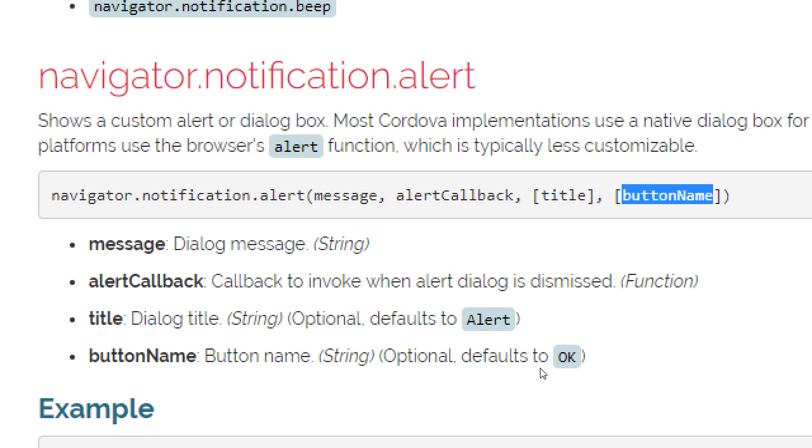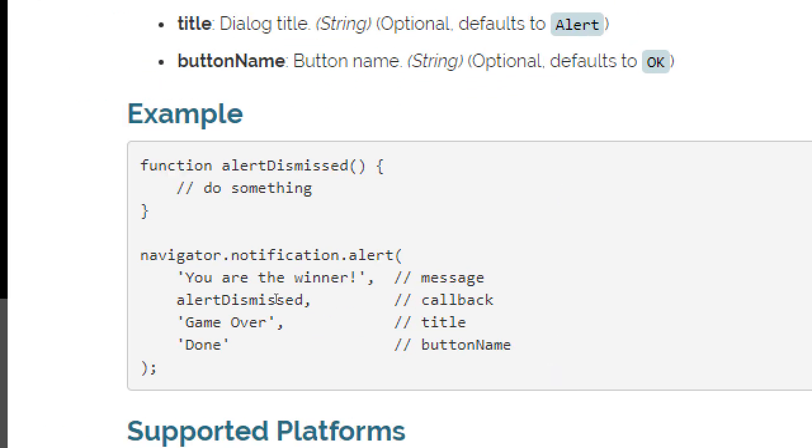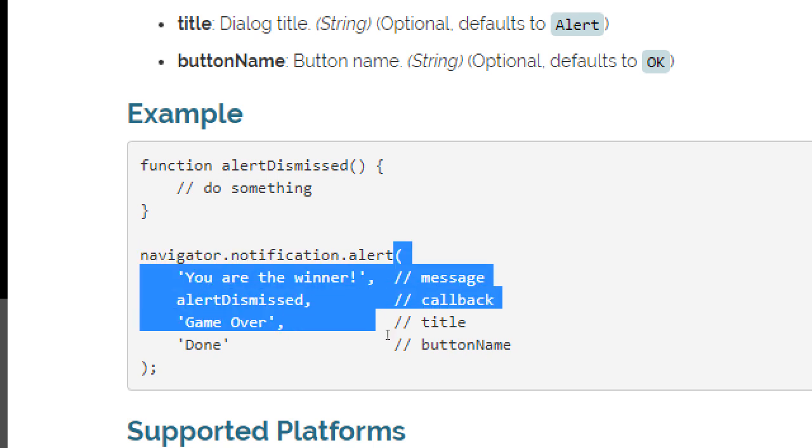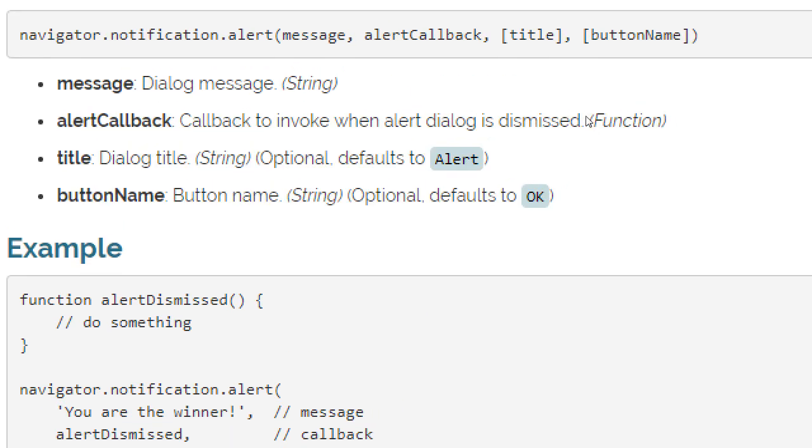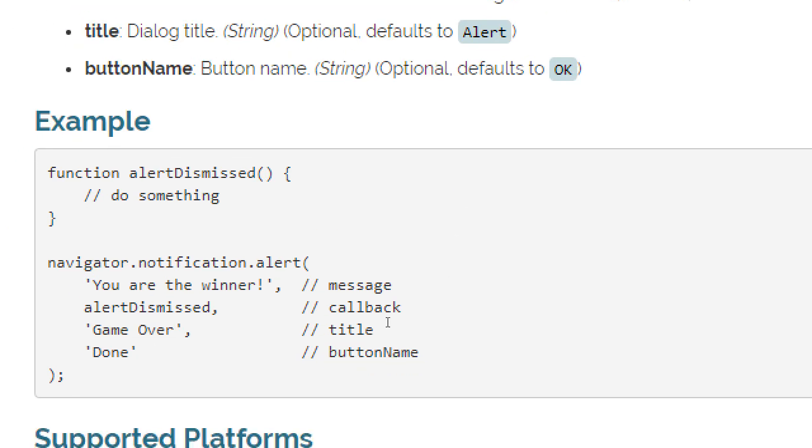Full example. navigator dot notification. Remember, you can put these on separate lines instead of putting it all on one line. They broke the line apart after each comma. That's useful for readability. So they have in quotes, "You are the winner," comma. That's the message that appears. After they click the Done button, the function alertDismissed will run. And in the title of the dialog box, it'll say Game Over.